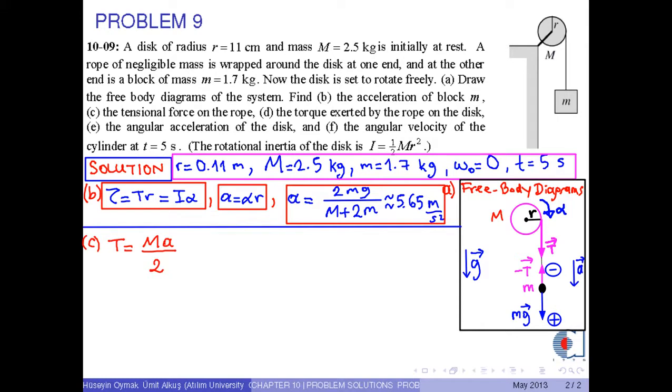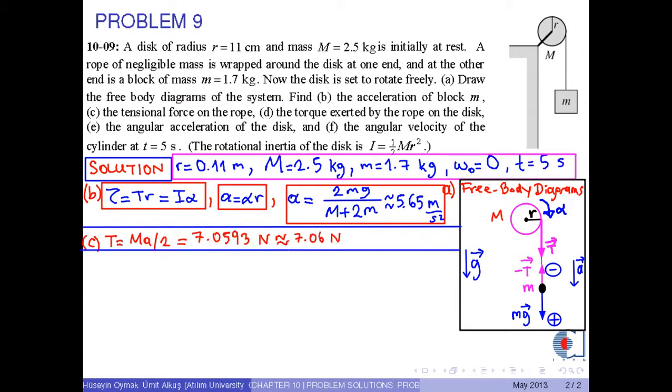In part C, we find the tensional force on the rope by this formula, T equals capital M times a over 2. Substituting the corresponding numerical values into this equation, we obtain T as 7.0593 newtons, or approximately 7.06 newtons.